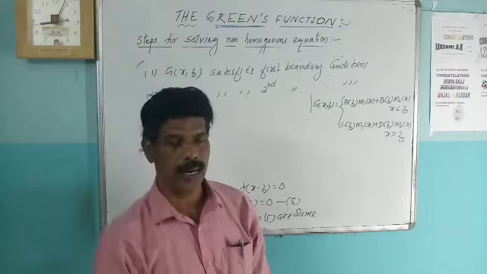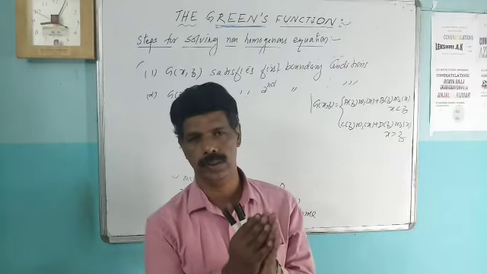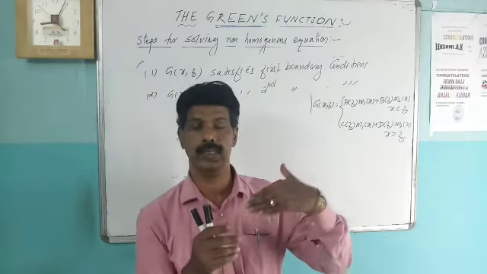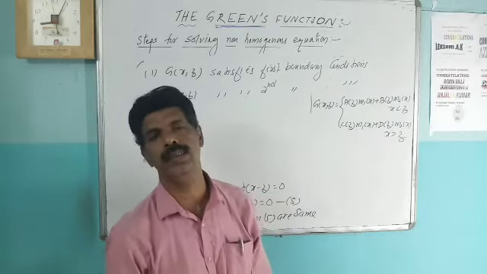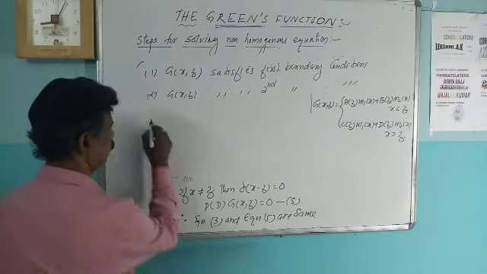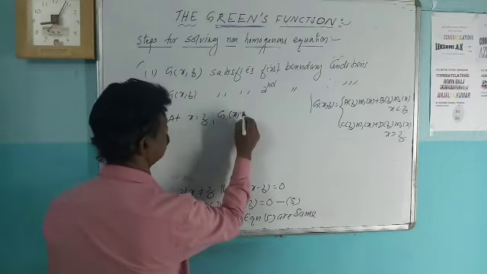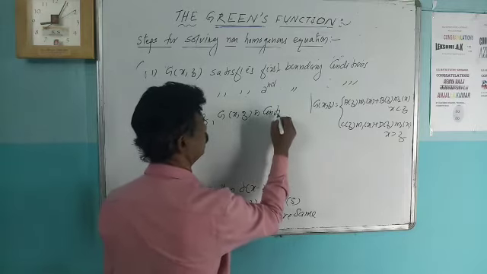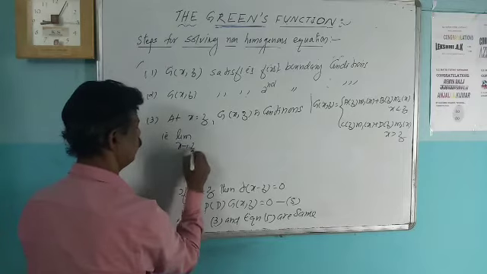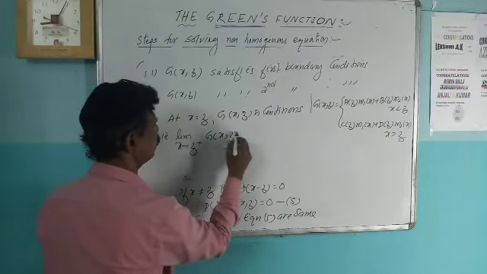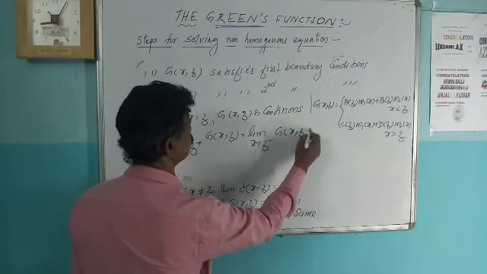Then at x is equal to z, the function is continuous. That means limit x tends to z plus g of x z is equal to limit x tends to z minus g of x z. That is the third condition. At x equal to z, g of x z is continuous.